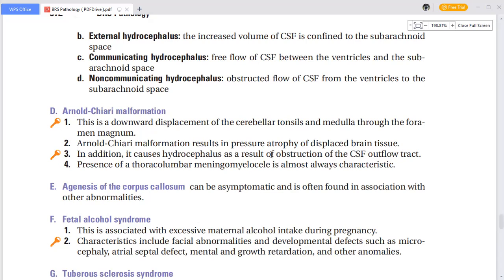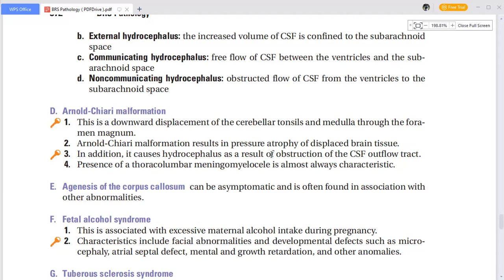So I've talked about Arnold-Chiari malformation. This is a downward displacement of the cerebellar tonsils and the medulla oblongata through the foramen magnum. In short, what we are supposed to know is that there is displacement of the cerebellar tonsils, not cerebral, cerebellar tonsils and the medulla through the foramen magnum. They are displaced down. They're not supposed to pass through the foramen magnum, but they are displaced inside.